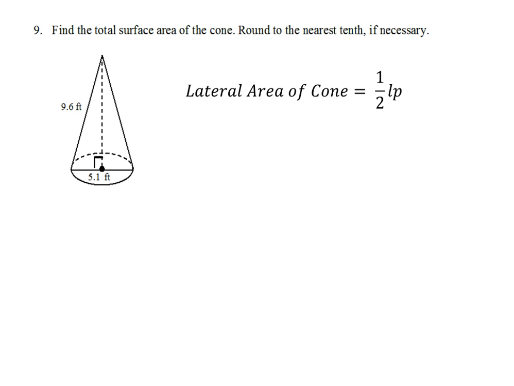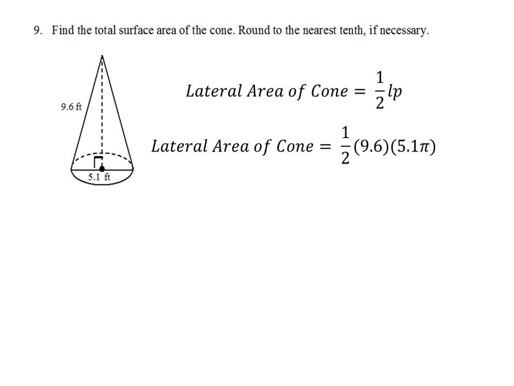Then we're going to find the lateral area of the cone, and that lateral area of a cone is 1/2 times L times P. Knowing what this L and P means is very important. The L is the slant height. That is the length from the base all the way up to the tip of the cone, and as indicated that is 9.6. If 9.6 was written in here, we would assume that's the height, but 9.6 here is the slant height. The P is the perimeter of the base, which is a circle.